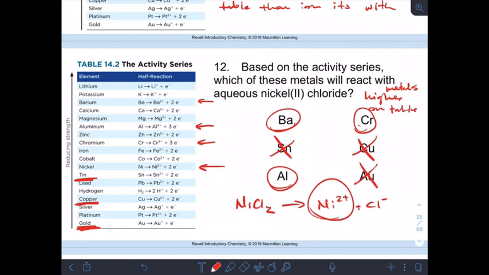The moral of the story here is that when you want to decide whether a reaction will happen, find the ion, and if the metal is higher on the table, the reaction will happen.